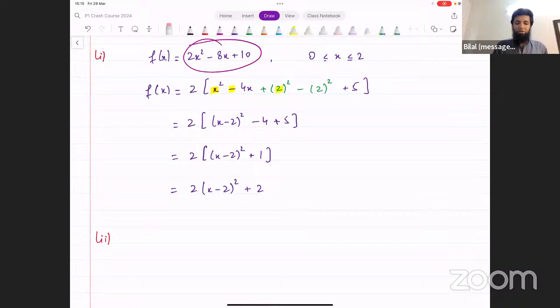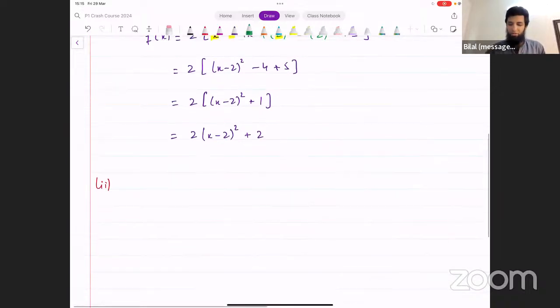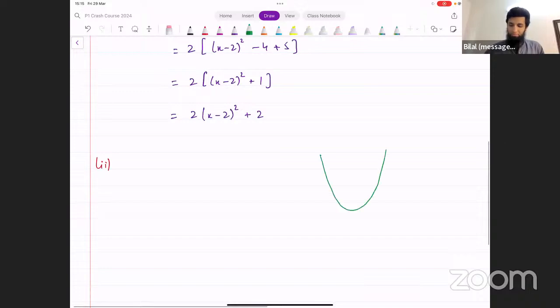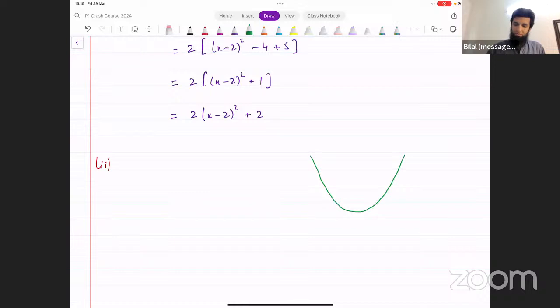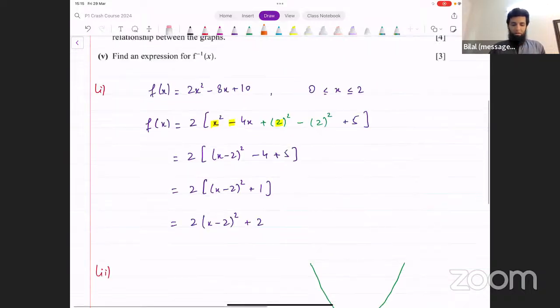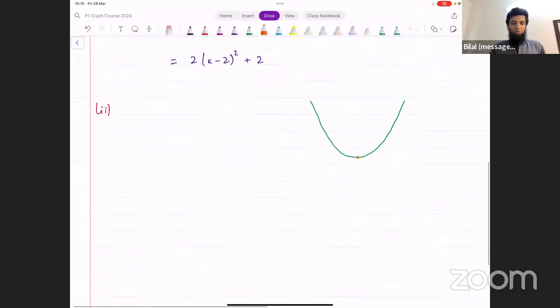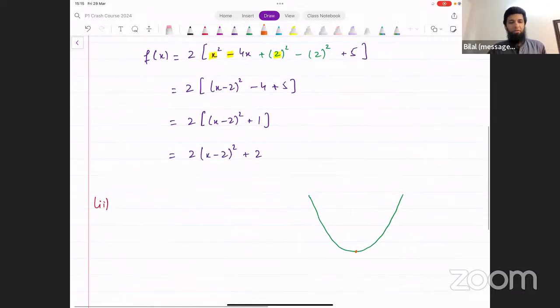It's a quadratic function. The coefficient of x squared is positive. That means it's a U-shaped graph. So it's going to look like this. This is going to be the shape of the graph, with this as the turning point. Now, what's the turning point? Can you figure out the turning point from this completed square form? 2 and 2. The x and y coordinates, both are 2.